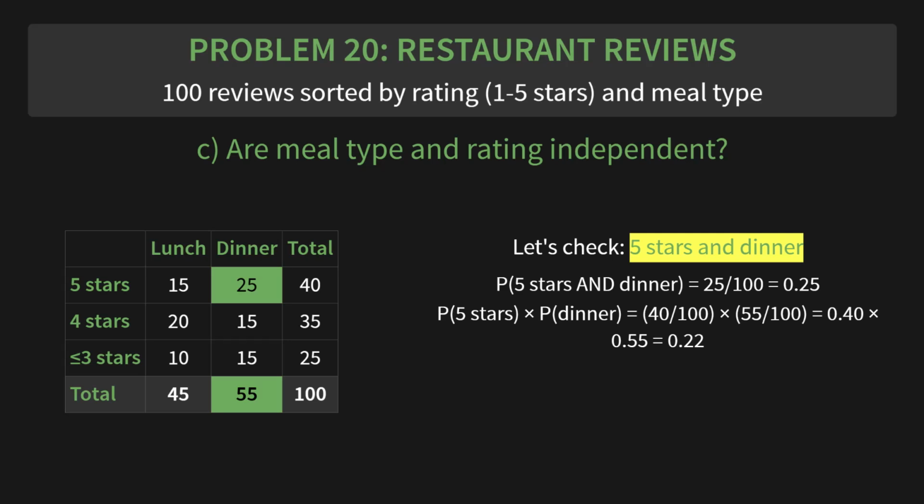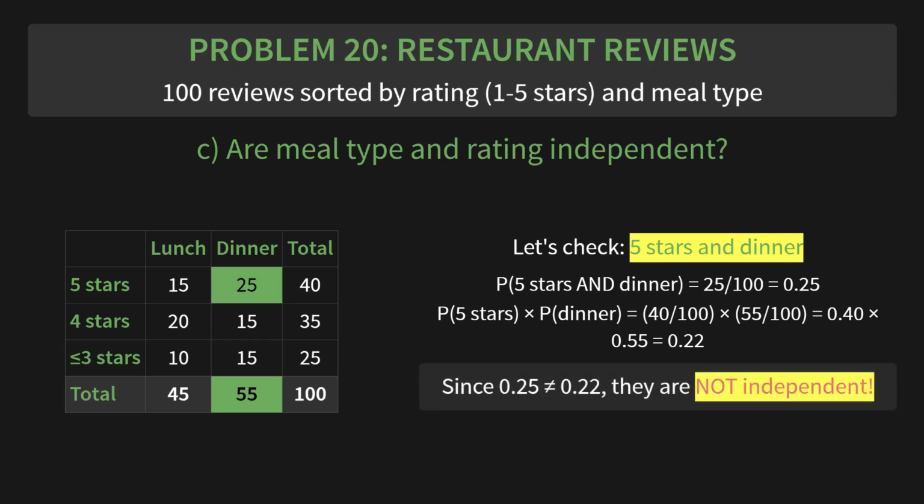If they were independent, what would we expect? Probability of 5 stars, 40%, times probability of dinner, 55%, equals 22%. But we actually observe 25%. They're not independent. Dinner customers are more likely to give 5 stars than pure chance would suggest.